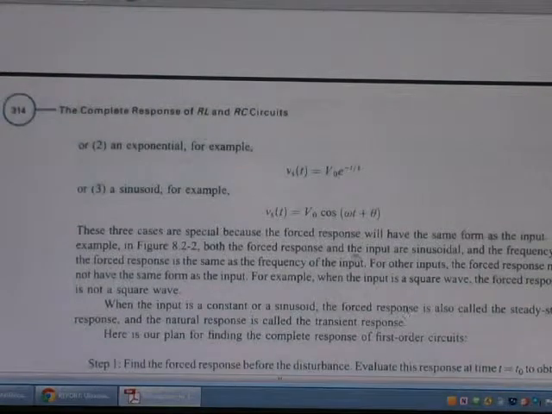So for the exponential function, in this case v(t) equals V0 e^(-t/tau), and v(t) equals V0 cos(omega t plus theta) for the sinusoid.